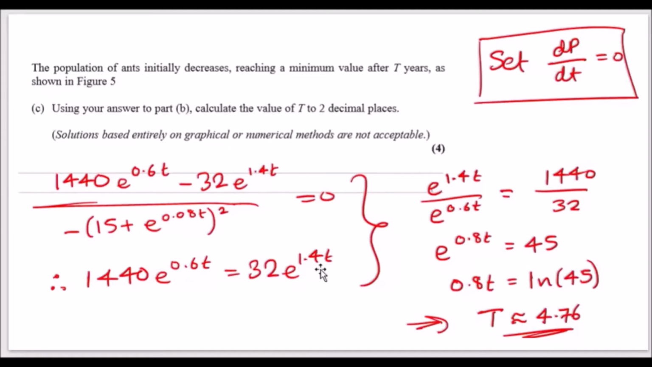Now, this is just algebra. What I did is I divided by 32 and divided by e to the 0.6t across, and it looks like this. When you're dividing terms of the same base but different powers, subtract the powers. So 1.4t minus 0.6t is 0.8t, and this equals 45. Now you can just take the natural log on both sides. So the e cancels out, it becomes 0.8t, and you have the natural log of 45 divided by 0.8, and you got your result.